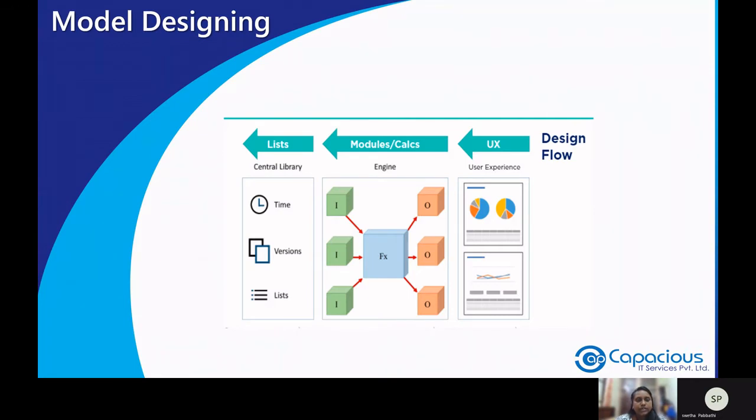Model design is a front-end to back-end process. First, we represent the UX page, and in that UX page we get the final output. Then we go to the modules. Whichever items we have taken for the front end are represented in the modules with all the formulas, dimensions, time scale, version, etc. And then we go to the list.